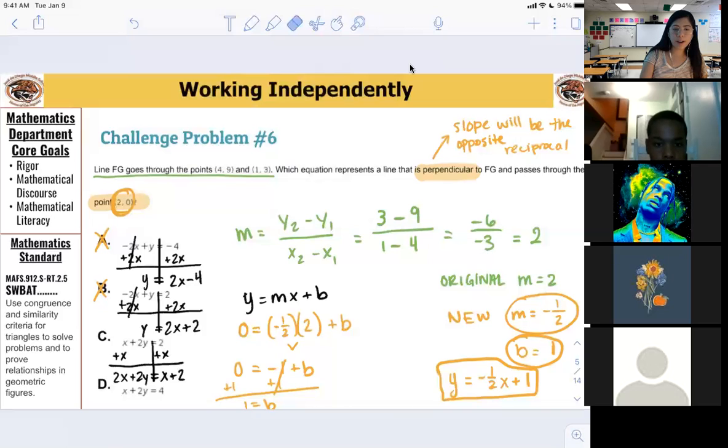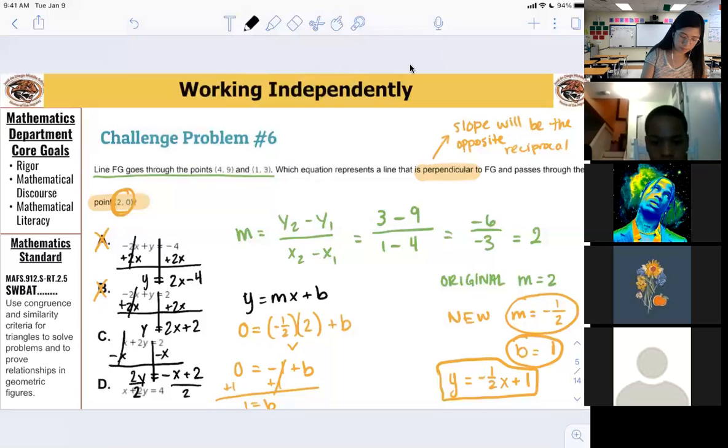How do I move it over? I'm not going to add it. Subtract it. Minus x. So 2y equals negative x plus 2. Am I done? No. What do I still need to do? Divide by 2.